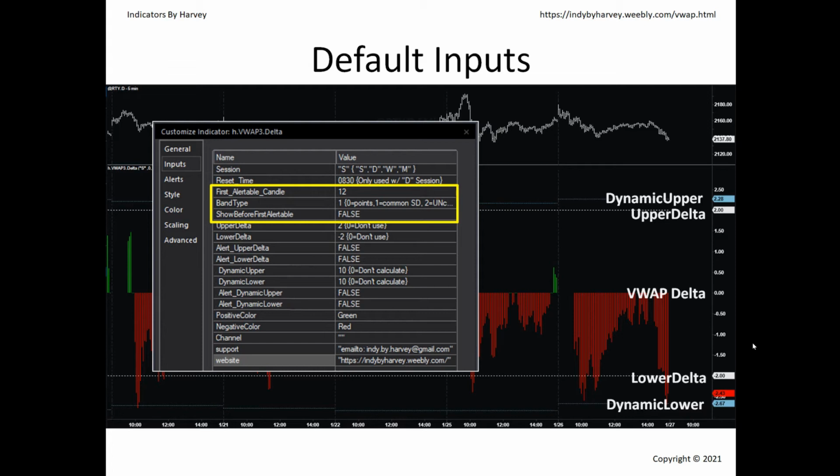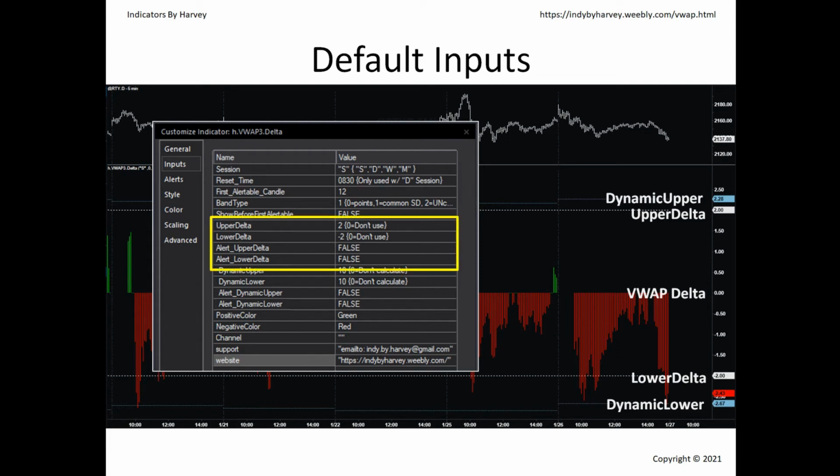Band type, as with h.VWAP3, is either points, the common standard deviation formula, or the uncommon standard deviation formula. Show before first alertable is a true/false, which allows you to either display the histogram value of VWAP delta or not before the alerts occur. And you'll see how this is useful when we discuss how we do the analysis of where to place these lines, either after market close or before market open.